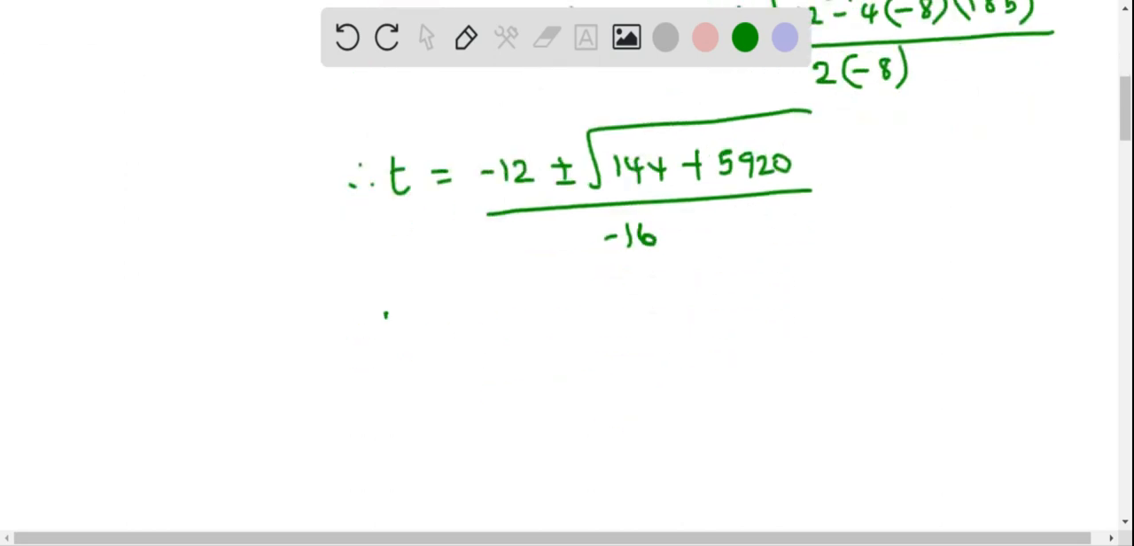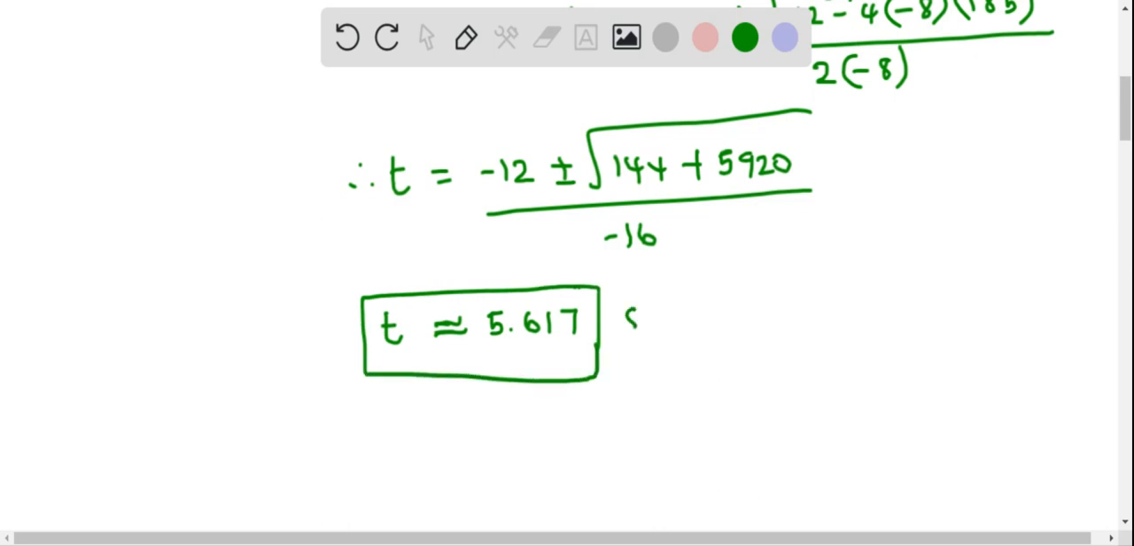After plugging this expression into the calculator, we get two values of t, which are approximately 5.617, and we also get one negative value of t, which we ignore. So we found that time equals 5.617 seconds. So this is the time when the ball reaches the ground.